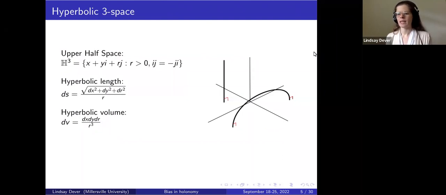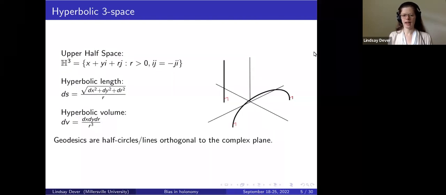And then we give this space the hyperbolic length metric, where we take the infinitesimal Euclidean length and divide by the height r. So if we take a fixed Euclidean length and move it towards that complex plane, that would be blowing up in the hyperbolic sense. And this will also induce a hyperbolic volume.